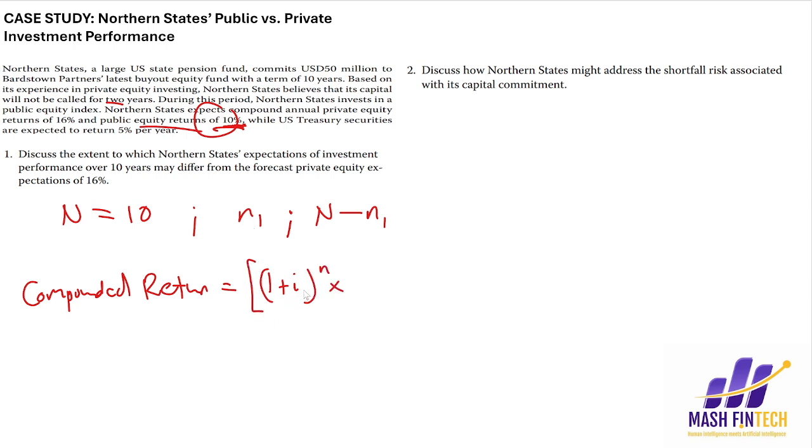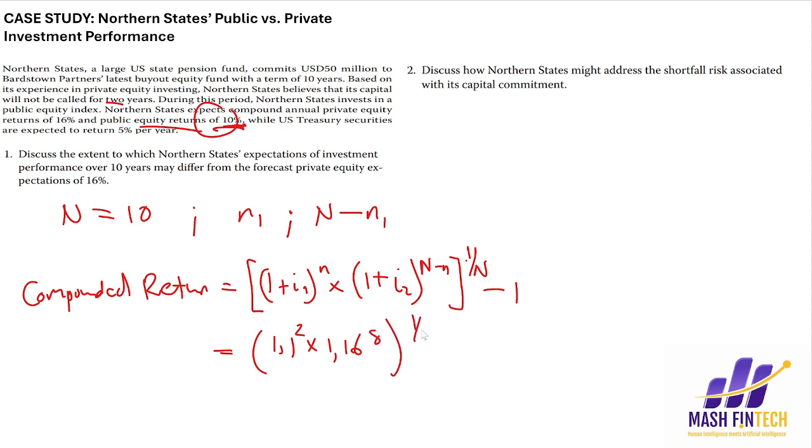Then you multiply by the private market return. Then it's n minus the small n, to the power of 1 over n, minus 1. In this case, 10% is for the public market, so it's 1.1 to the power of 2, it's only 2 years, multiplied by 1.16, which is 10 minus 2, it's 8, to the power of 1 over 10, a total of 10 years, minus 1. Calculate this, and we're going to get a return of 14.8%.